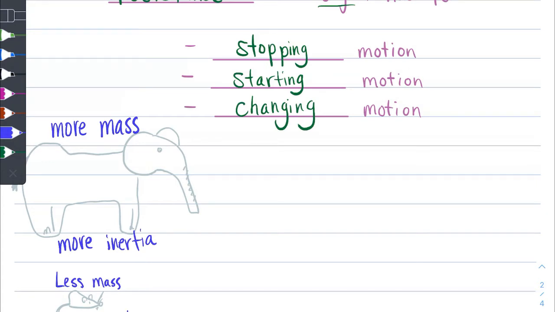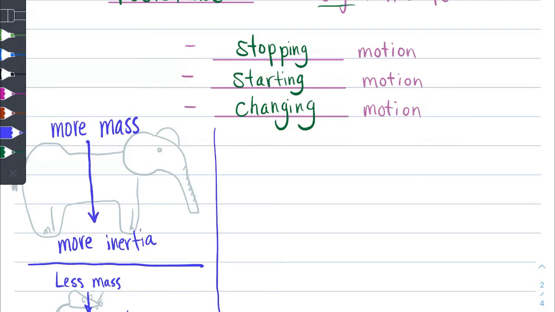Because if you think about a mouse, it'd be really easy for us to pick up or drag a mouse across the floor. And if it was running across the floor and it ran into our foot, we might just barely notice that it actually ran into our foot. So more mass equals more inertia. Less mass equals less inertia. All right, let's take another look at another example.